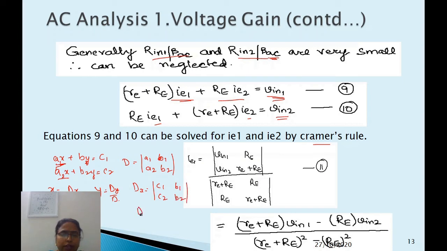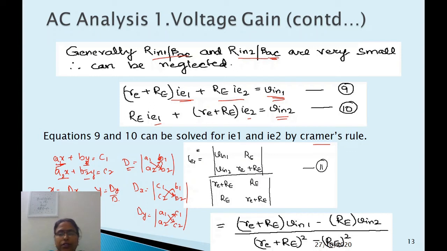And what is dy? Dy is equal to, replacing the coefficients of Y, that is B1 and B2, by C1 and C2. So this becomes A1 and A2 with C1 and C2. So d is nothing but our determinant: A1 into B2 minus A2 into B1. dx is C1 into B2 minus C2 into B1, and dy is A1 into C2 minus A2 into C1. So this you already know.